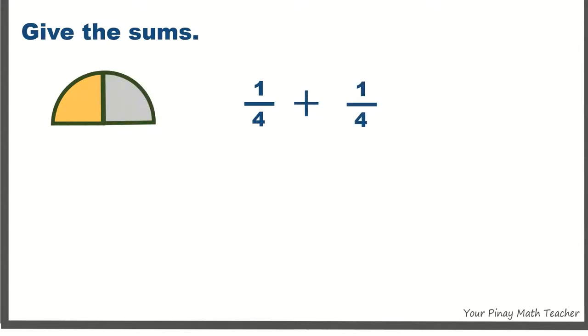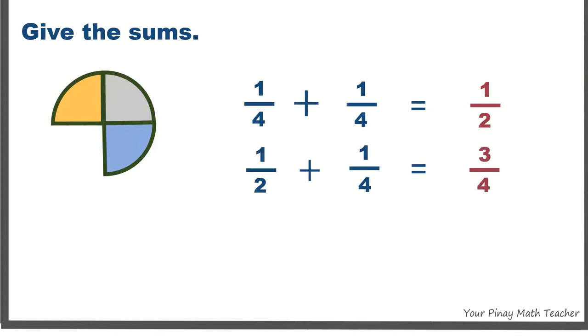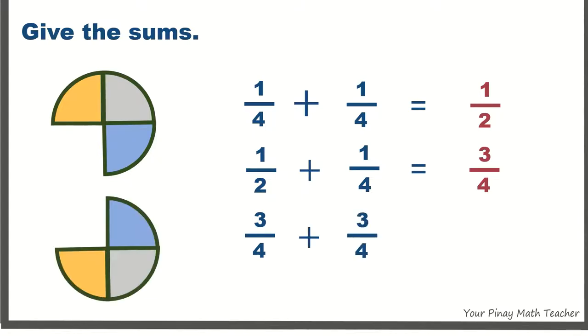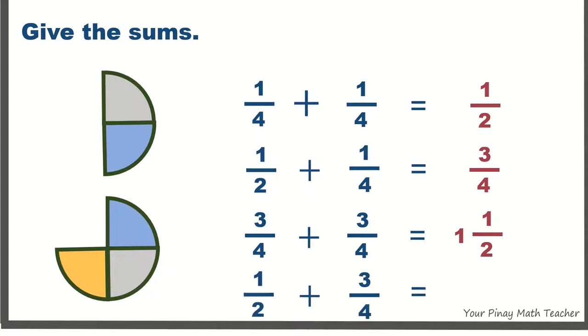Give the sums of the following basic fractions. 1/4 plus 1/4 is equal to 1/2. 1/2 plus 1/4 is equal to 3/4. 3/4 plus 3/4 is equal to 1 1/2. 1/2 plus 3/4 is equal to 1 1/4.